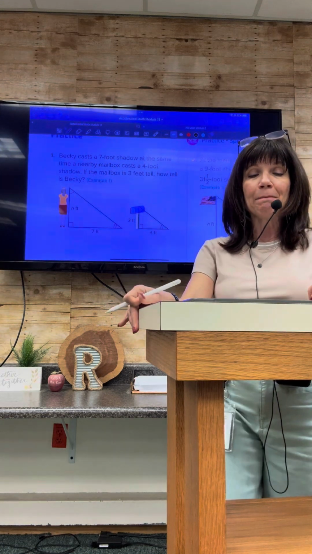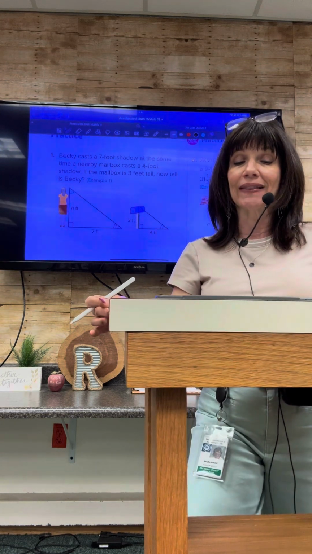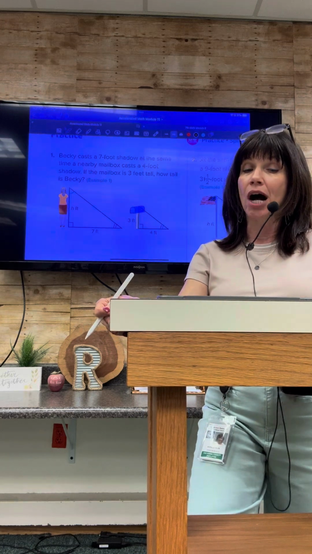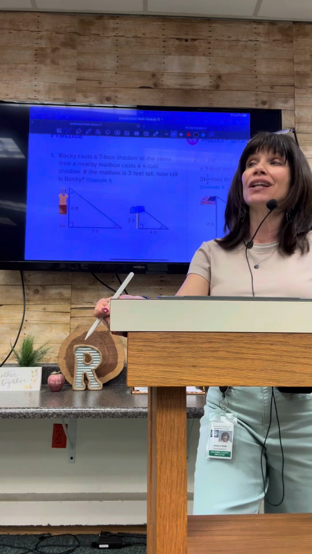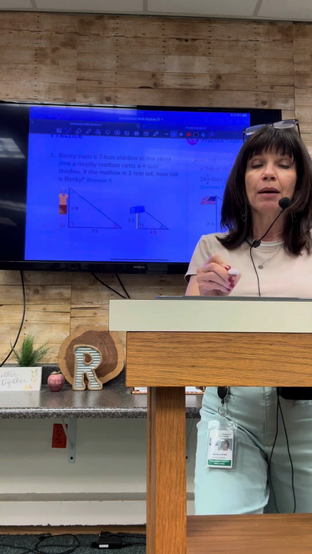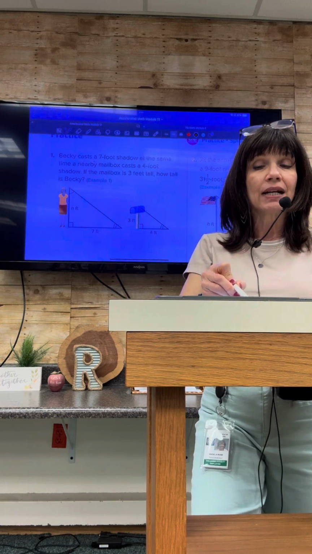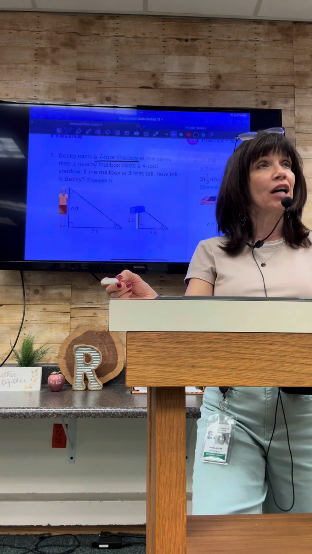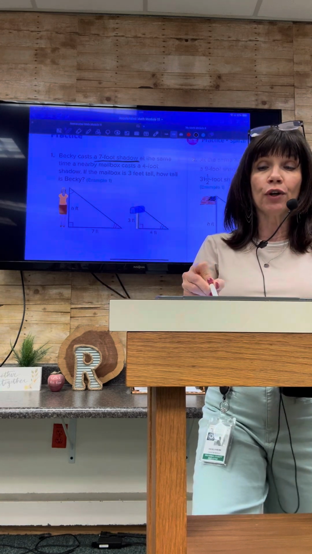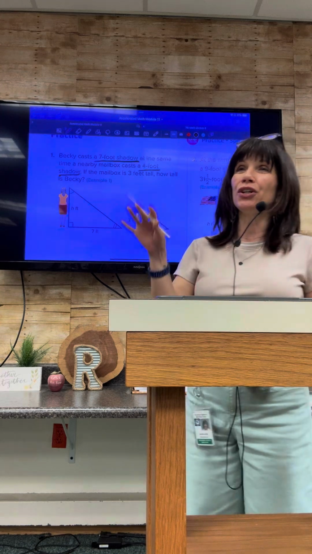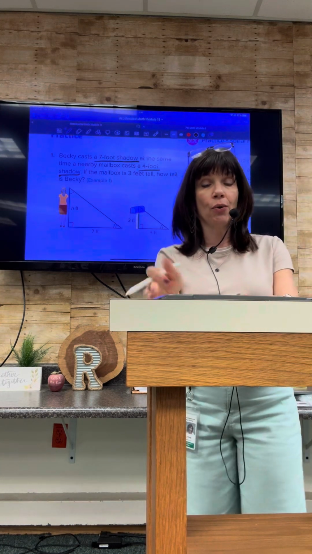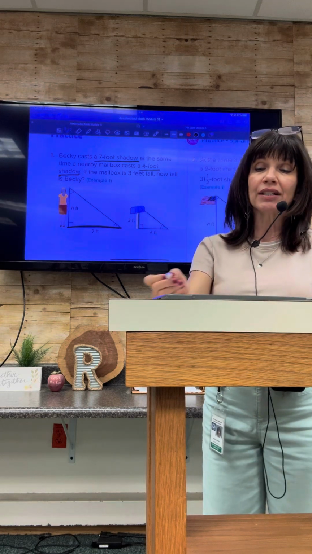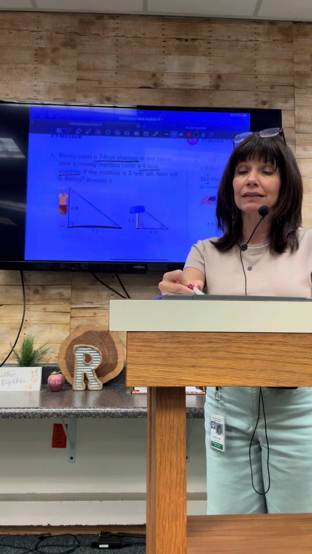Go to the top of this page. Number 1: Becky casts a 7-foot shadow at the same time a nearby mailbox casts a 4-foot shadow. Class, underline the length of each of their shadows. Becky's was how long? 7-foot shadow. The mailbox was how long? 4-foot shadow.